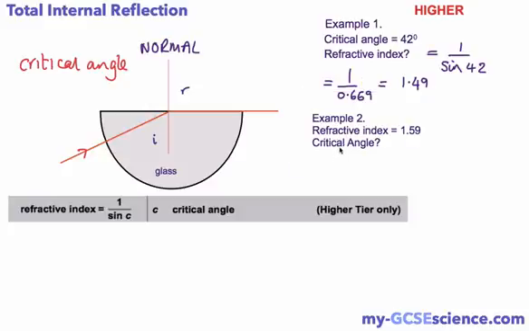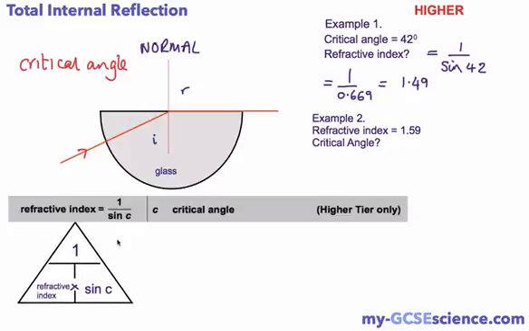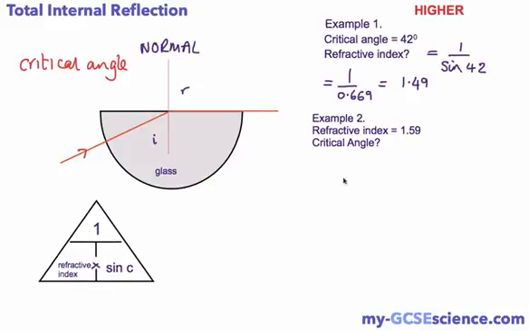Now example number 2 is a little bit more challenging and requires slightly higher maths skills. You need to be able to rearrange a formula. If you're not very good at that, don't worry, we can use a formula triangle. This formula triangle won't be given to you, but it is basically this equation in the form of a triangle, so that you can rearrange if you need to. I'm just going to get rid of this so I've got more space, and what we have here is the refractive index given as 1.59, and we want to work out the critical angle.